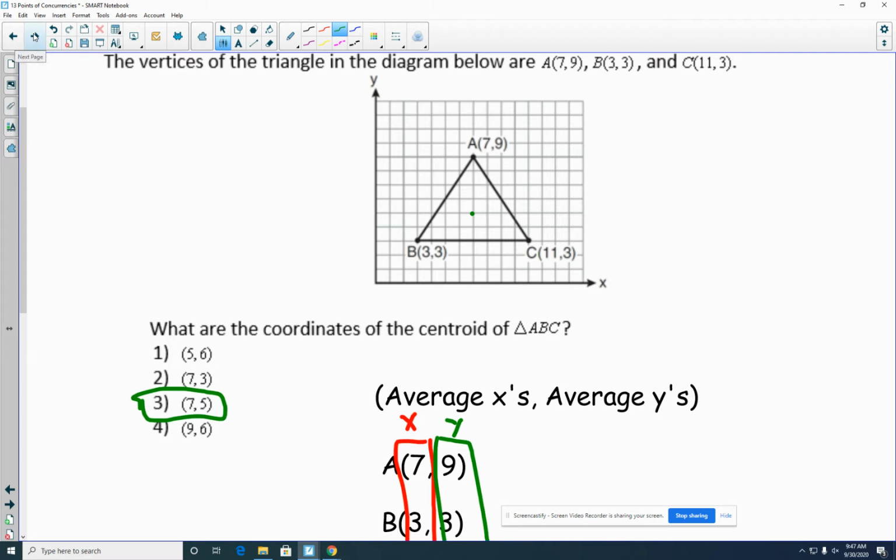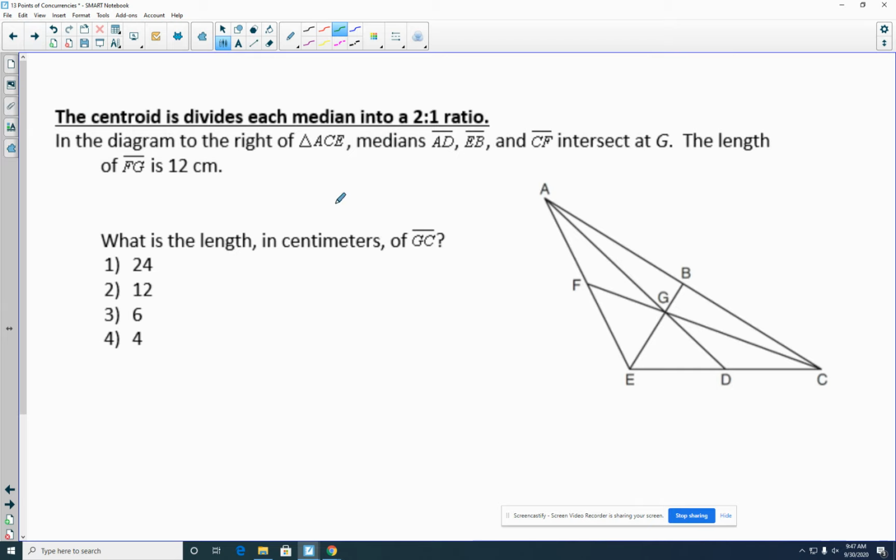Now, here's another thing that the centroid does that we didn't put on the list, but it's actually really, really important, and it really does deserve its own slide. This is key. The centroid divides each median into a 2-to-1 ratio. So the median is divided into a 2-to-1 ratio. And if you don't know what a ratio is, I think of ratios in terms of baking. For every 1 cup of flour, say you need 2 cups of sugar, right? So if you have 2 cups of flour, you should have 4 cups of sugar.